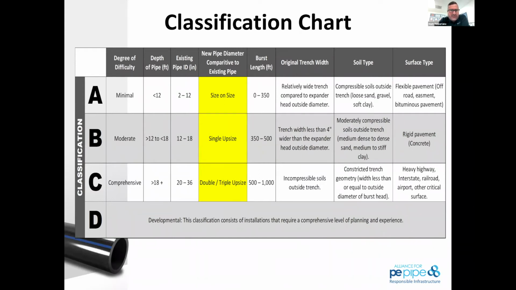And the things that we're going to take into consideration are the depth of the pipe, the existing pipe ID, the new pipe diameter comparative to the existing pipe. So we use the term upsizing. We'll use a size on size installation. So that would be if we're going to put a new 8-inch HDPE pipe in the place of an 8-inch VCP pipe, for example, or a single upsize would be putting a new 10-inch pipe in the place of an 8-inch pipe. And then we can do double, triple, and larger upsizes than that.